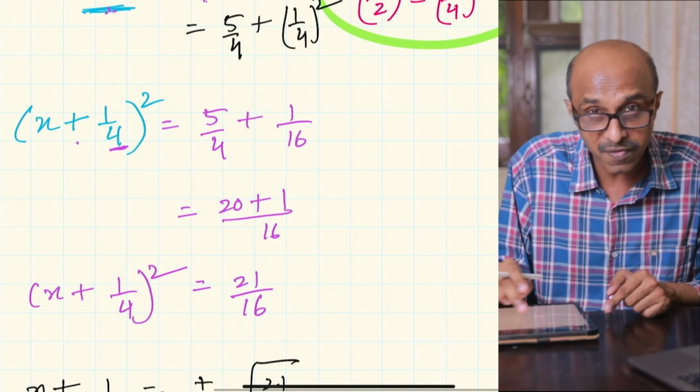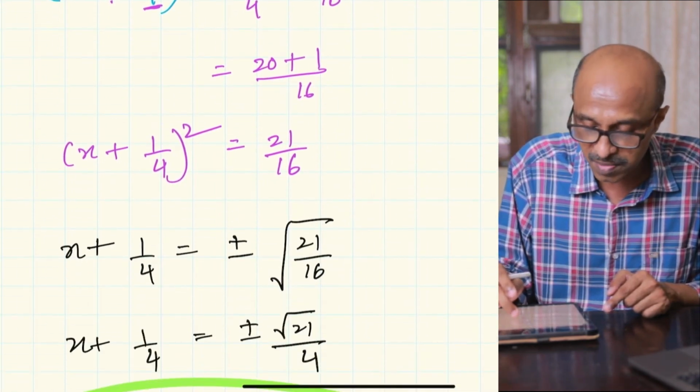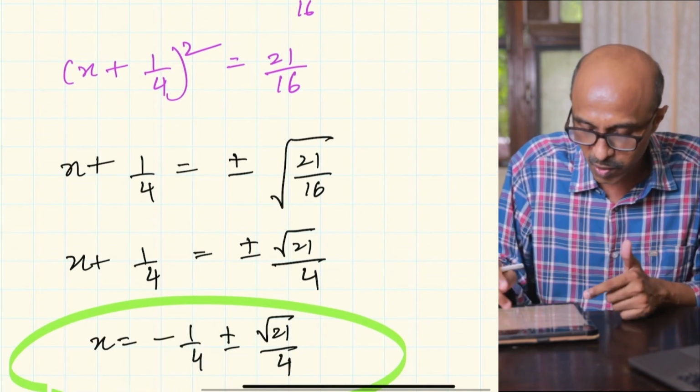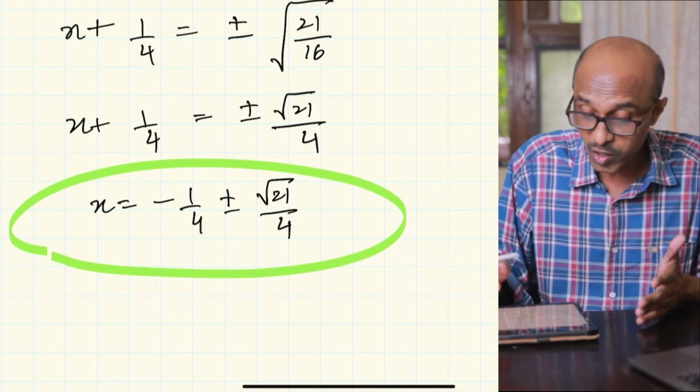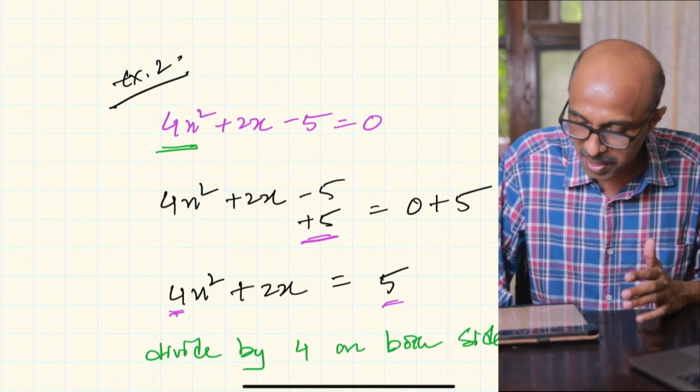On the right hand side, you simplify the two fractions. In this case, we have to find the LCM. And then you combine the two terms, and then it's just about finding the square root and then solving for x. So that is how you solve the quadratic equation by completing the square.